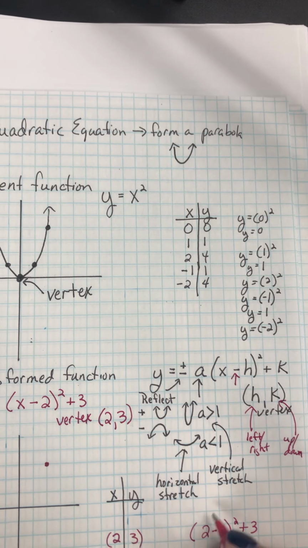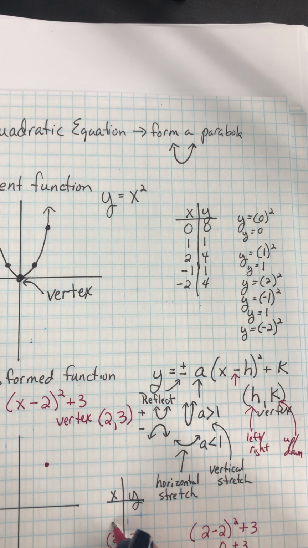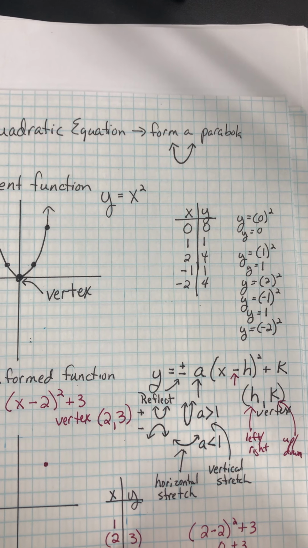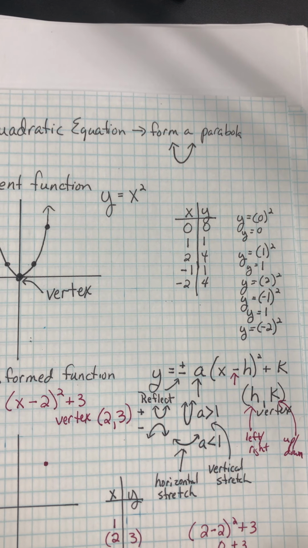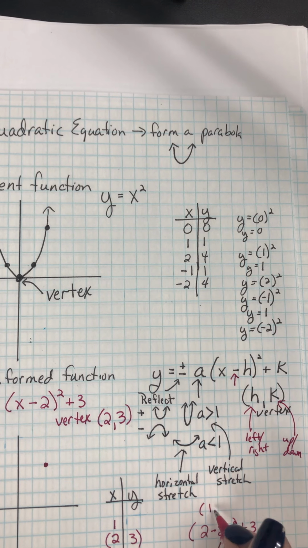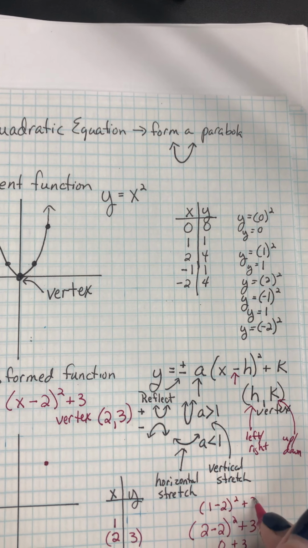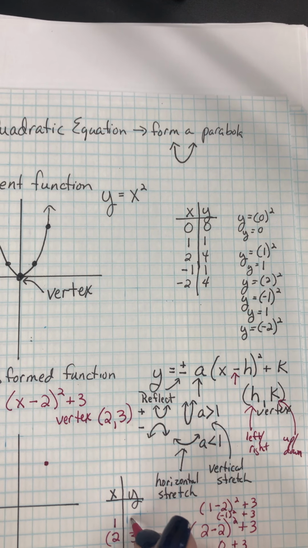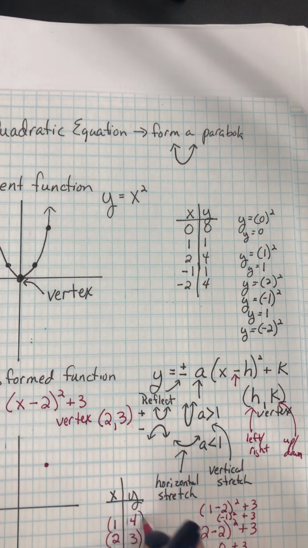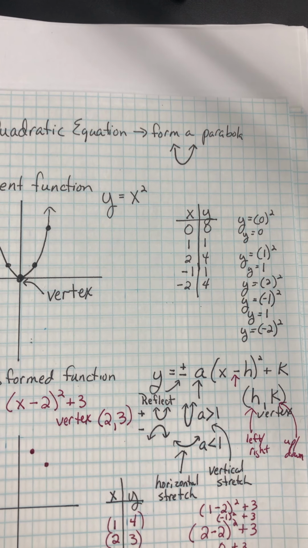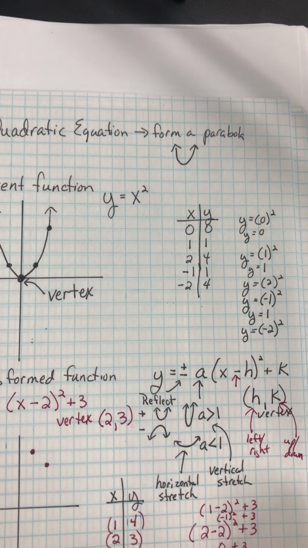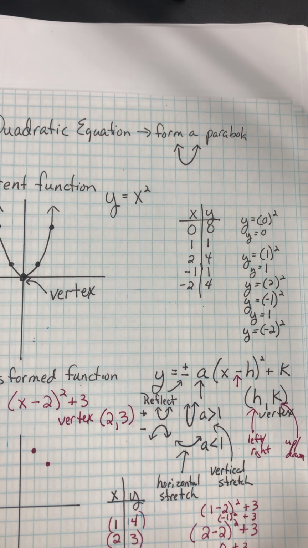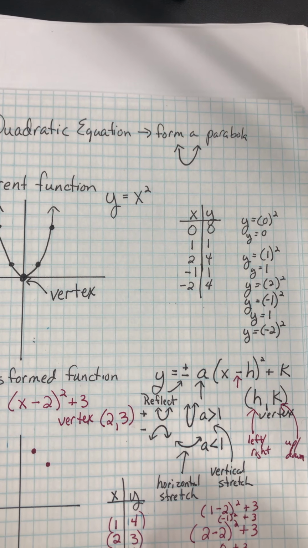And then I want to work my way up and down the number line. So here I want to put in a 1, here I want to put in a 3. So 1 minus 2 squared plus 3 would be -1 squared plus 3, which would be 4. So I have a point at 1, 4. If I had 3 minus 2 squared plus 3, which is 1 squared plus 3, which is 4.